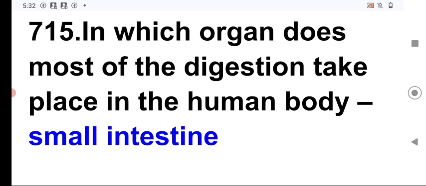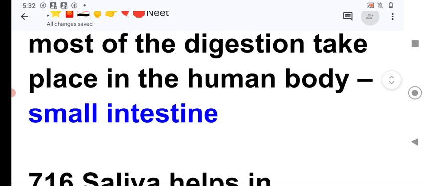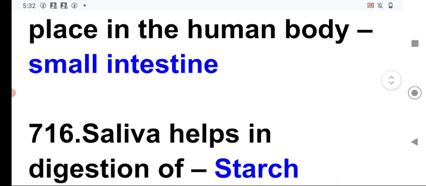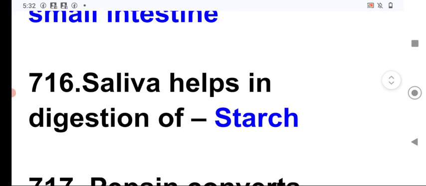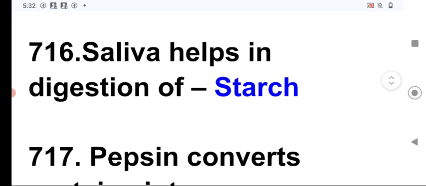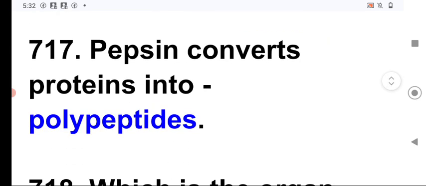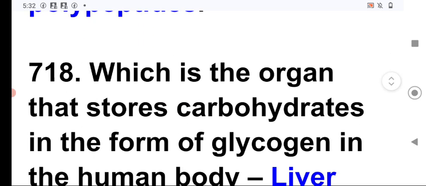Next question. In which organ does most of the digestion take place in the human body? It is the small intestine, in which the digestion process is completed. Most of the digestion takes place in the presence of bile and pancreatic juice. Saliva helps in the digestion of starch, as I have described above. Pepsin converts protein into polypeptides.